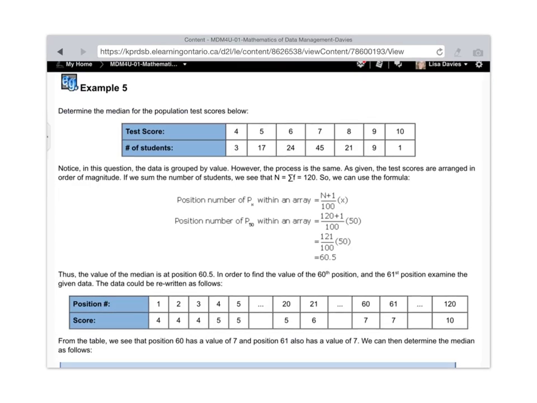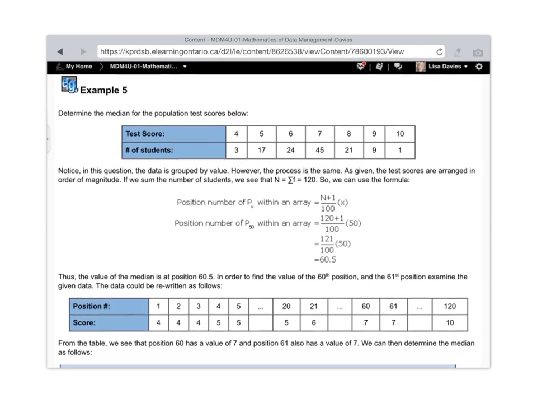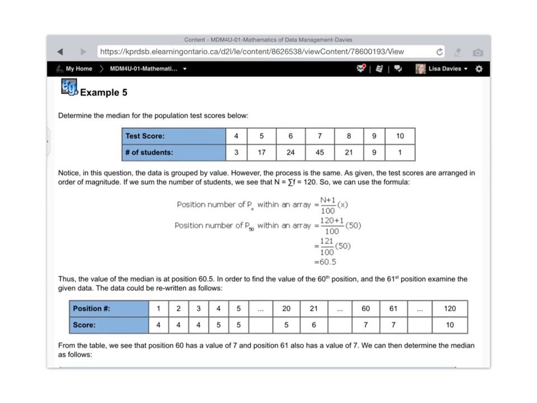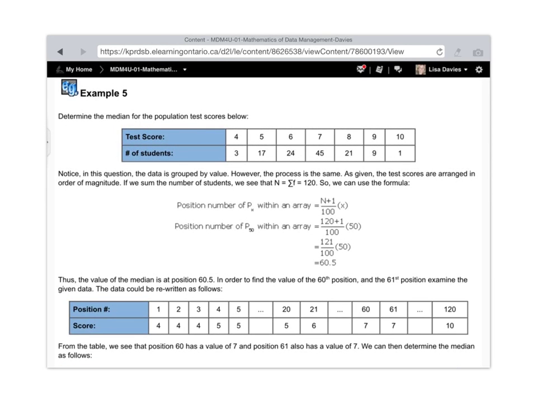So let me just scroll down, and I'm going to go to example 5. Here it is. And I chose example 5 because this is a frequency table for the test scores. There's a number of students who got each of these test scores, so this is a lot like the test question that you did for the Unit 2 test.